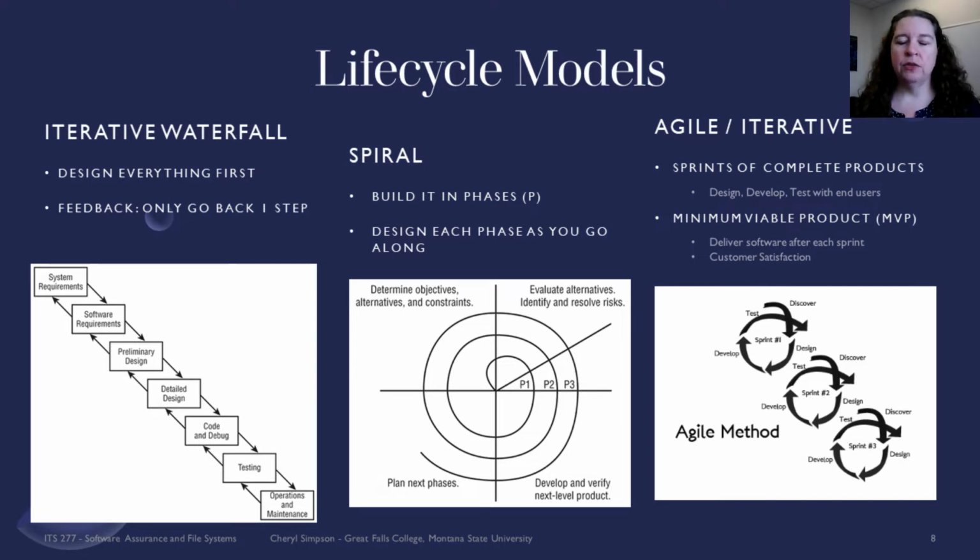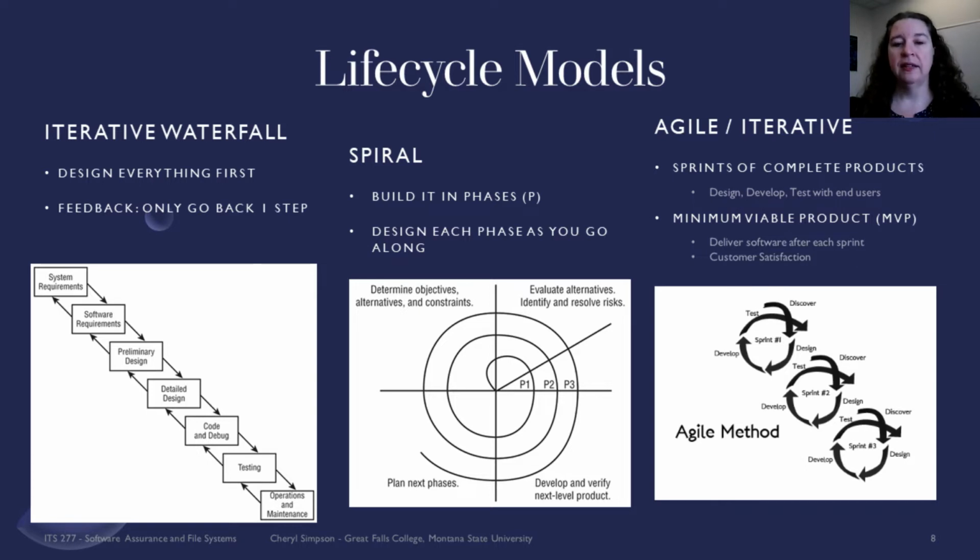Another way that we found was to do a spiral where we build it in phases. We build very small amounts at a time and we build a phase of it. In each phase, you determine the objectives and the constraints. You evaluate and identify and resolve your risks. Then we develop and verify the next level project. Then we plan the next phase.